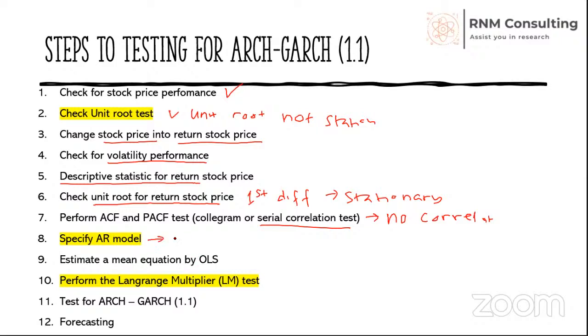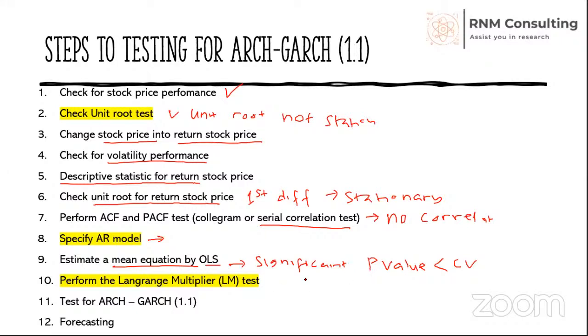Then we specify the AR, autoregressive, model from the equation, and estimate the mean equation by OLS and make sure that it is significant. If it is not significant, mostly the p-value is higher than the critical value. I will explain this later. If it is not significant, you have to change your data, meaning that the data is not reliable. You have to check maybe another stock that gives a better result.